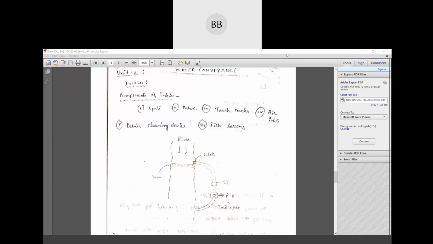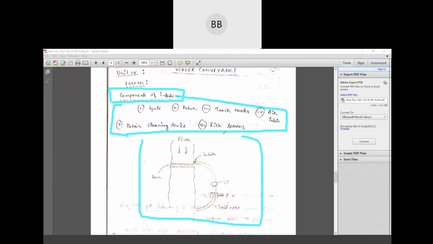Okay, so we have already discussed the components. These are the six components we have in the index structure. You can draw this line diagram. The river, where we have constructed a dam. Then we are diverting the water through a canal, or you can say power canal or power channel.